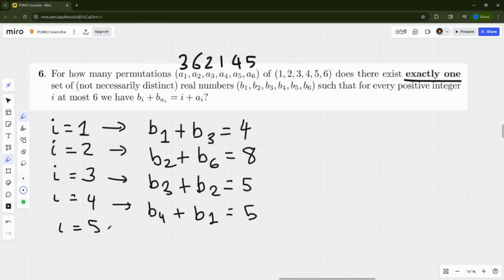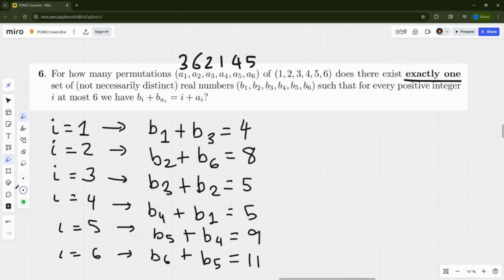If i is equal to 5, b5 plus b4 is equal to 9, and if i is equal to 6, b6 plus b5 is equal to 11. If you notice here, we have a system of 6 linear equations. 1 is connected to 3, 1 is connected to 4 also, 4 is connected to 5, 5 is connected to 6, 6 is connected to 2, and we have 3.